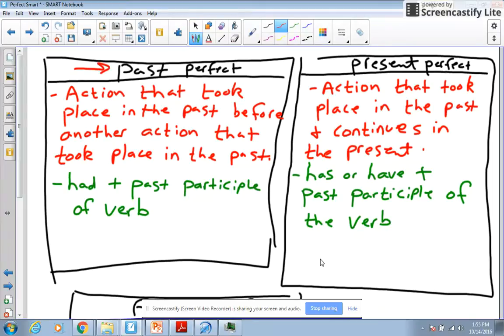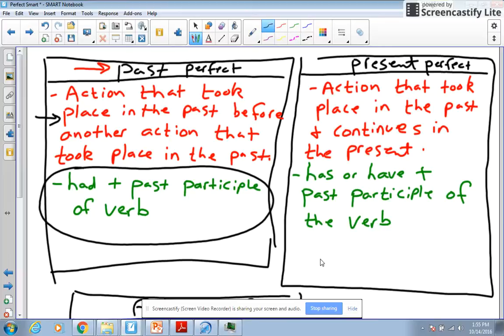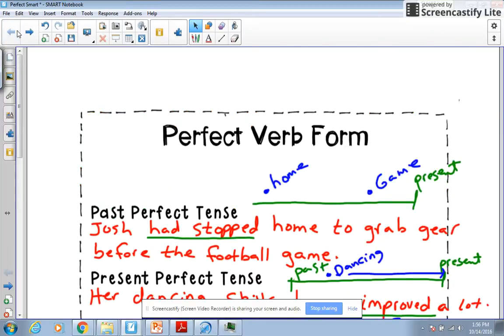And if we look at the definition, a past perfect verb is an action that took place in the past before another action that took place in the past. And in order to make a past perfect verb, you need the word had plus a past participle of the verb. Now, a past participle, that's just a fancy way of saying a past tense verb. So like walk, the past participle of walk would be walked with the ed. If I wanted to make it a past perfect, I just put the word had on there, and now it's past perfect.